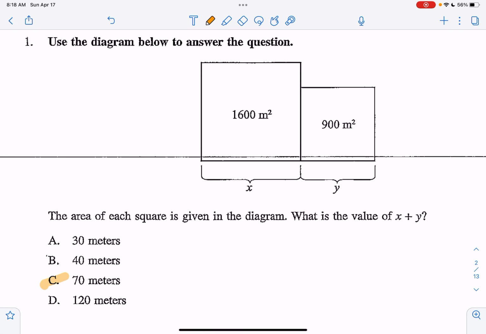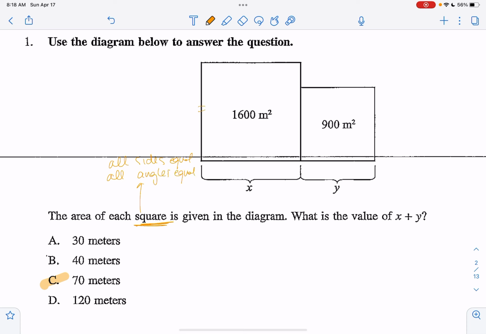For question number 1, you have to use the diagram below to answer the question. Here the question says, the area of each square is given in the diagram. What's the value of x plus y? So we know that we have two squares here. And for squares, we know that all sides are equal and that all angles are equal.